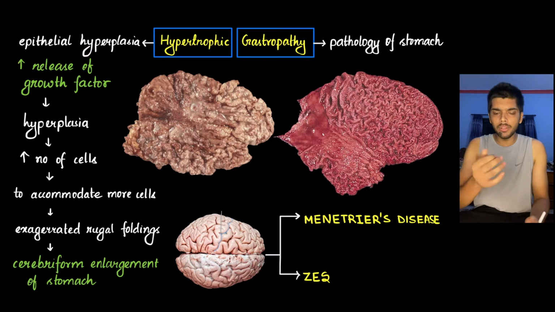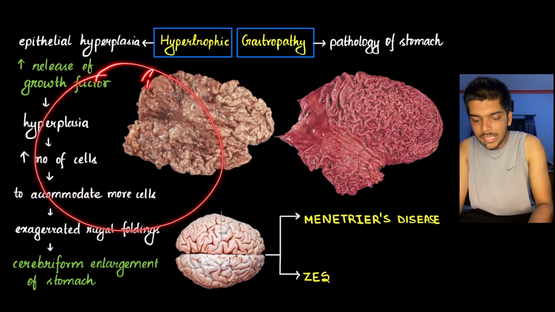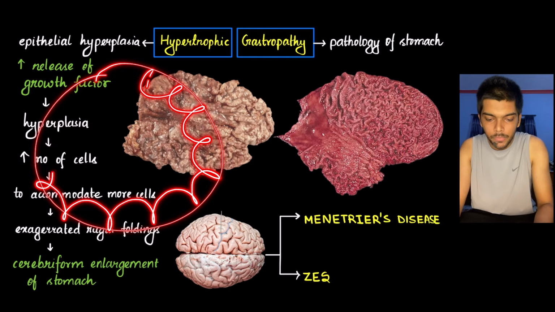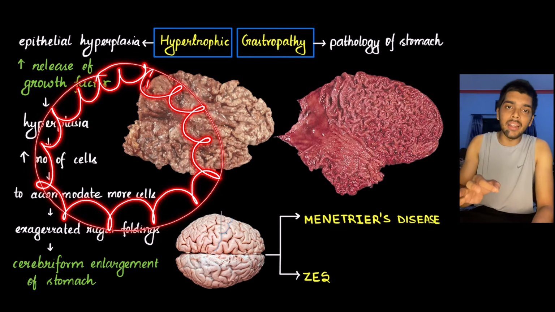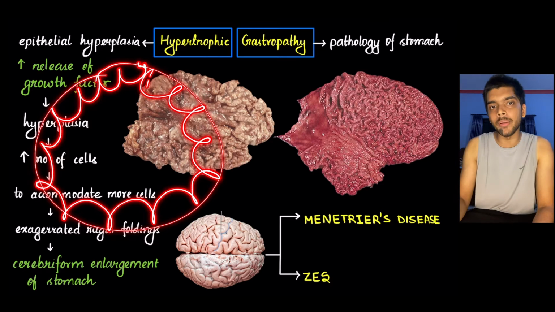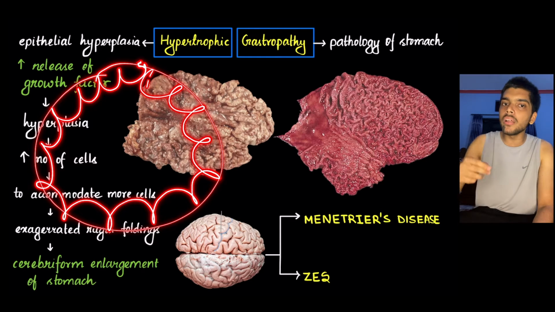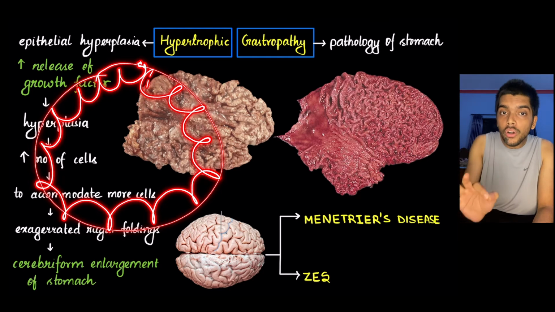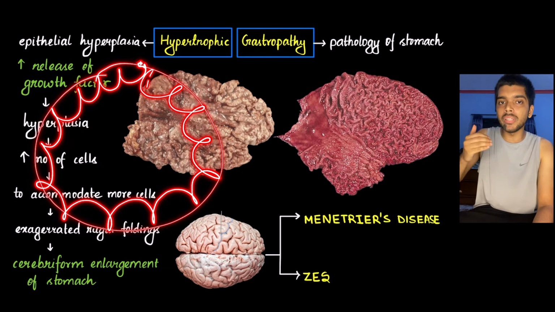Okay, small concept. This is a gland which is lined by glandular epithelium. Let's say this gland goes through glandular hyperplasia. As a result, there is an increment in the number of cells in the glandular epithelium. Now, in order to accommodate this increased number of cells, what should the gland do?